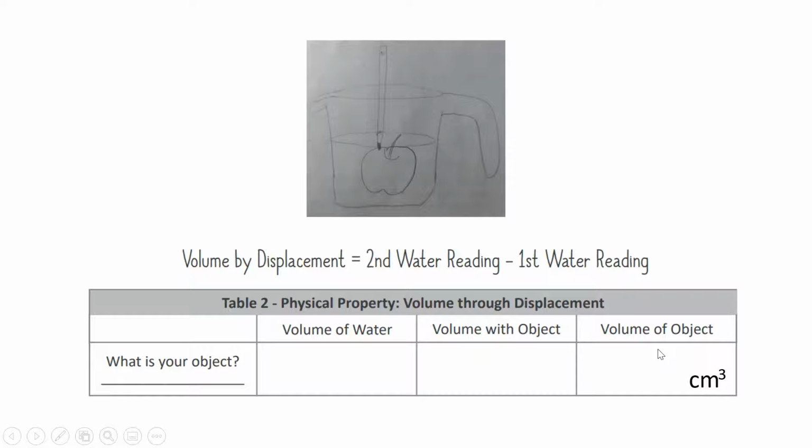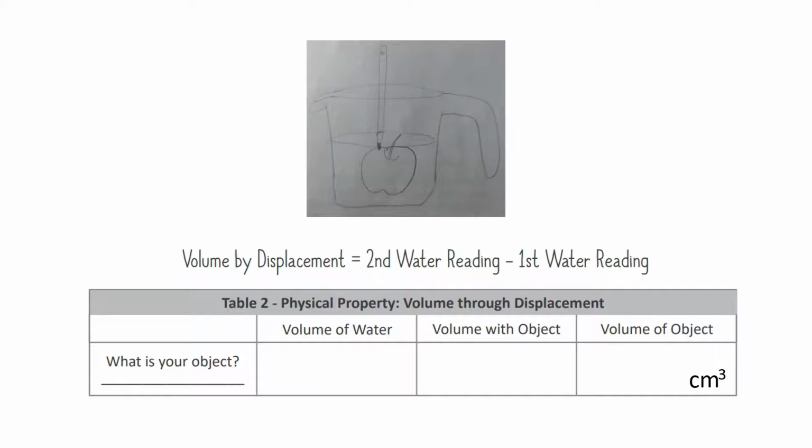Now, I did not know this, but 1 milliliter converts to 1 cubic centimeter. And that's why we're using the centimeters cubed, because of that.